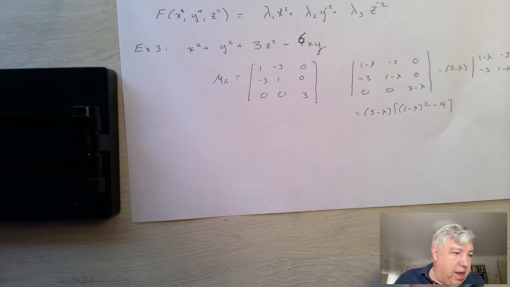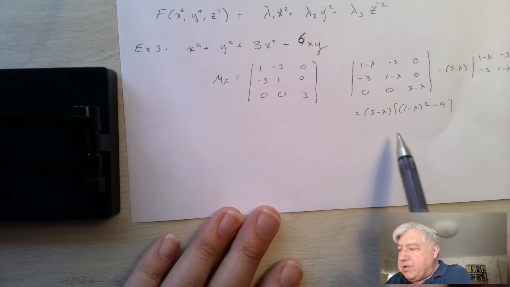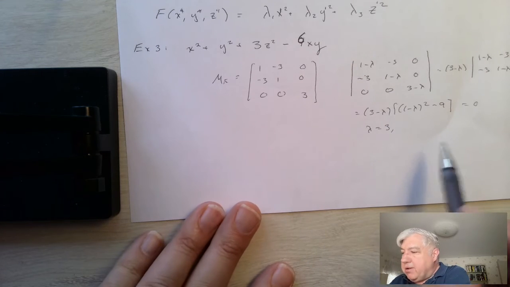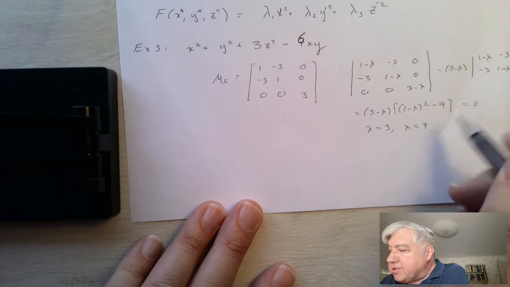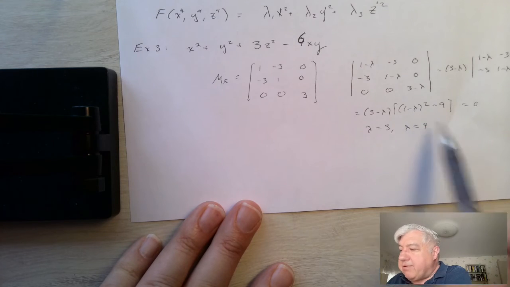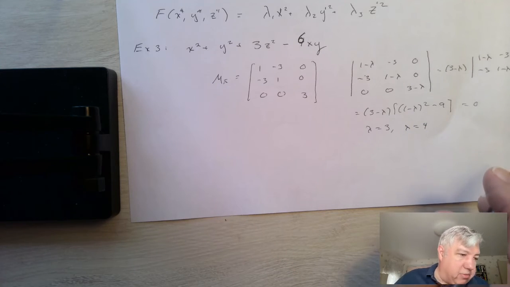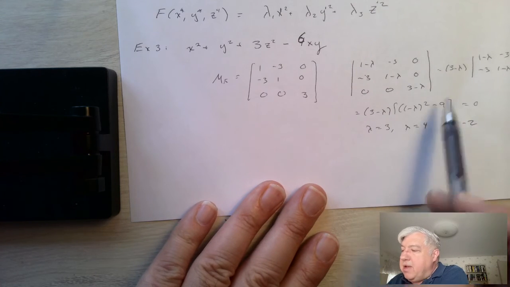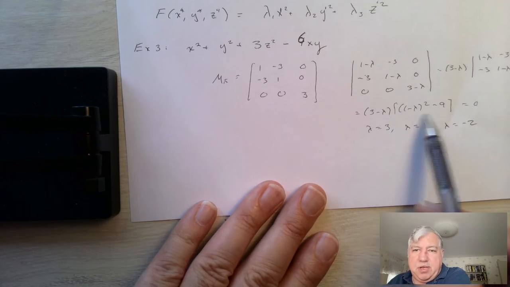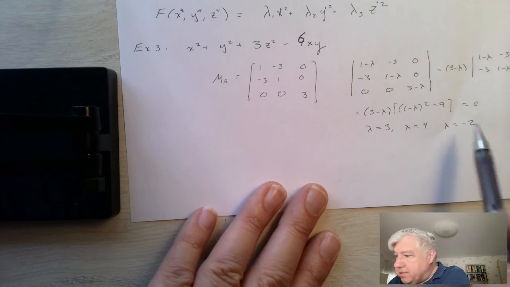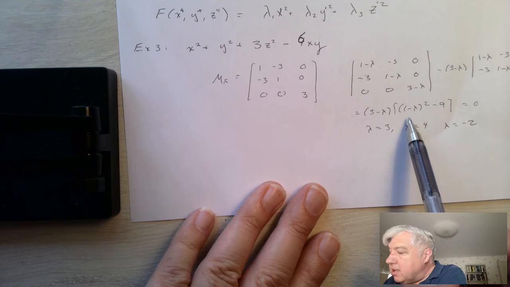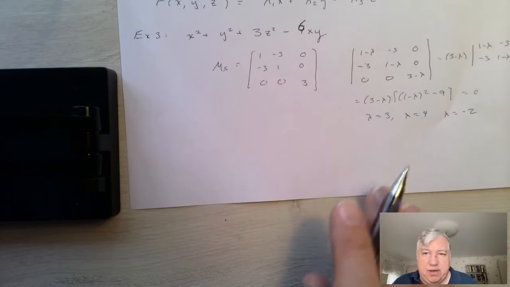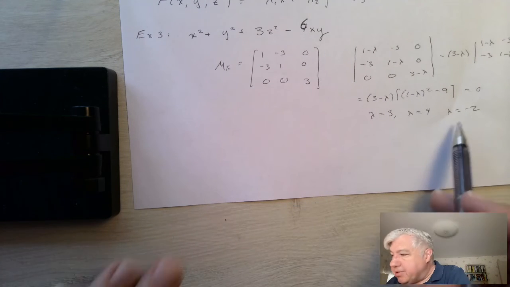You can play around with this, but obviously if you set this equal to 0, you get lambda equals 3 as an eigenvalue. But you also get that lambda equals 4 is an eigenvalue, because 1 minus 4 is negative 3. And lambda equals negative 2 is also an eigenvalue. I was being lazy, but you can multiply this out, and this becomes lambda squared minus 2 lambda minus 8, I think. So you can proceed. But the bottom line is these are the eigenvalues, and negative 2 is the smallest one.